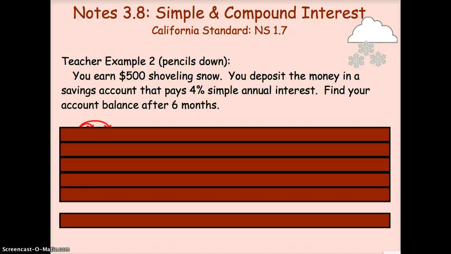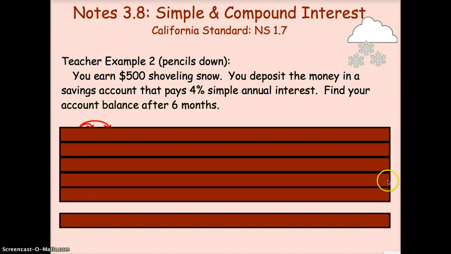Simple interest just means what you made right then. Account balance means what you made plus what you already had, because obviously we're not going to steal money out of your account when we give you the interest. So let's take a look.